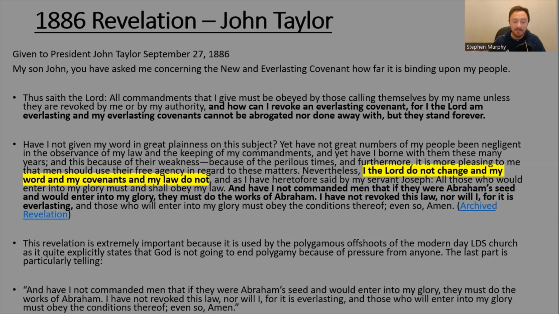"And have I not commanded men that if they were Abraham's seed and would enter into my glory, they must do the works of Abraham? I have not revoked this law, nor will I, for it is everlasting, and those who will enter into my glory must obey the conditions thereof."